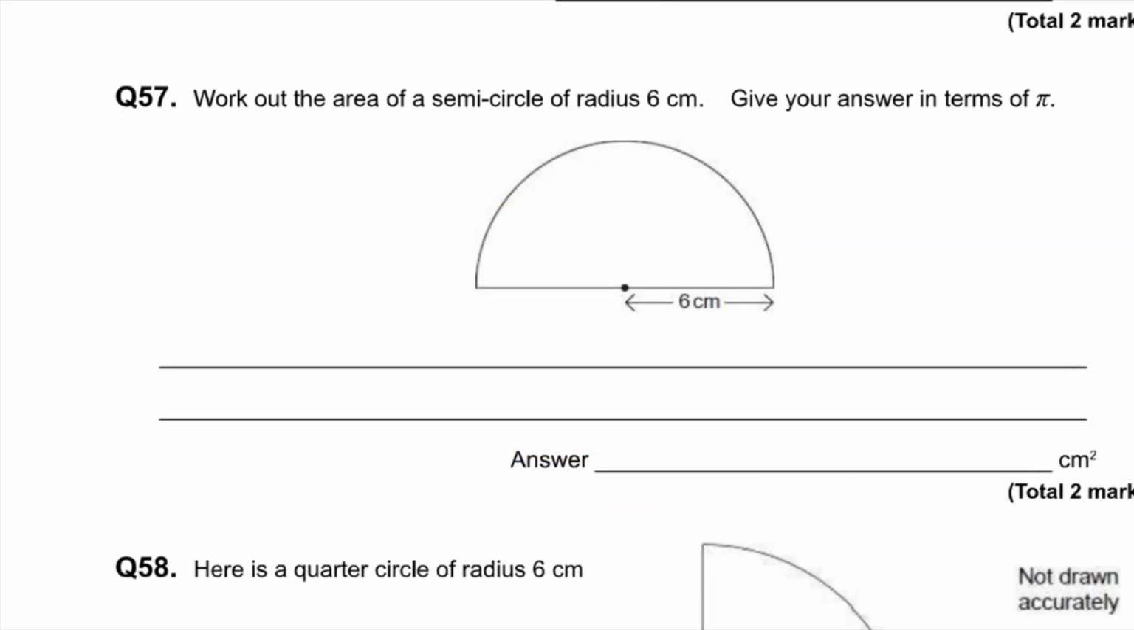Question 57 says work out the area of the semicircle of radius 6 centimeters. Give your answer in terms of pi. So area of a circle is given by pi r squared, but I haven't got a circle here. I've got a semicircle, it's half a circle. So the area of this shape is going to be a half of pi r squared then, isn't it? Okay, that's the formula I'm going to be using here. So subbing in what I know, that's going to be a half times pi times 6 squared then, isn't it? 6 squared is 36, half of 36 is 18. So altogether that is 18 pi.